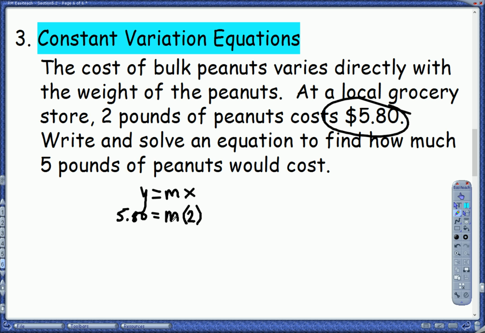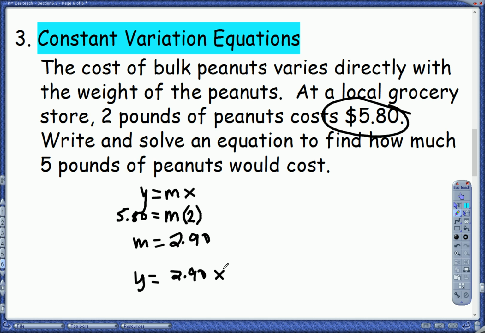And calculator. I need a calculator. Okay, so in order to get m, I know I could do this in my head, but I'm going to need it for the other part. So m equals 2.90. If I plug this into the equation, we get y equals 2.90 times x. So that's my equation. That means each pound costs $2.90.